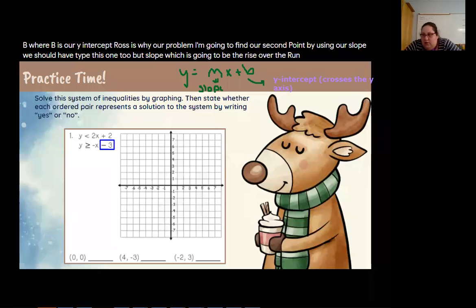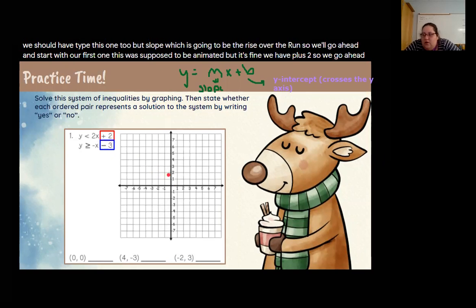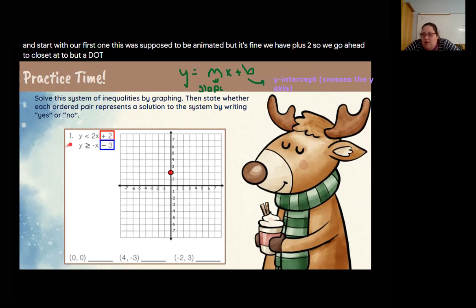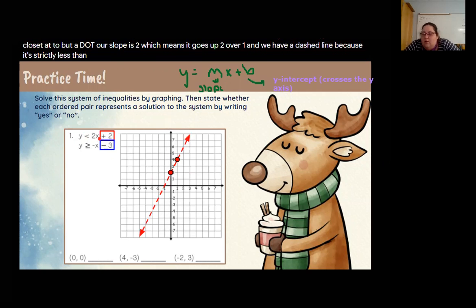So we'll go ahead and start with our first one. This was supposed to be animated, but it's fine. We have plus 2, so we'll go to positive 2 and put a dot. Our slope is 2, which means it goes up 2 over 1. And we have a dashed line because it's strictly less than. When it's less than, we're going to shade under. So we're going to shade down here.